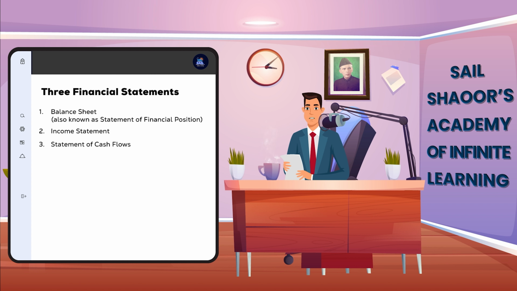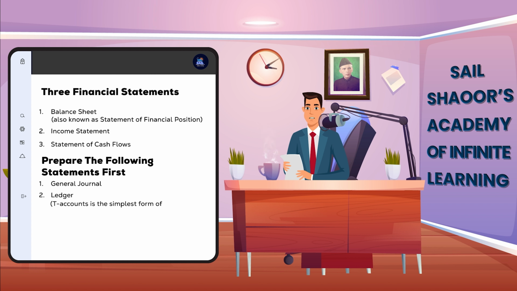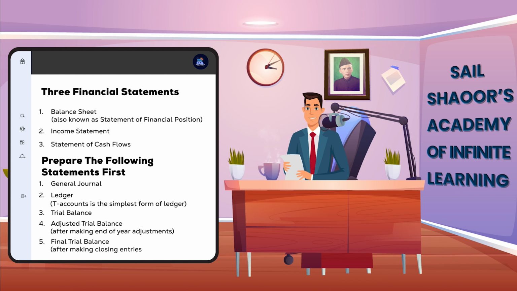In order to gather the set of information to make these financial statements, we must prepare the following statements first. General journal. Ledger, where T accounts is the simplest form of ledger. Trial balance. Adjusted trial balance after making end-of-year adjustments. Final trial balance after making closing entries.